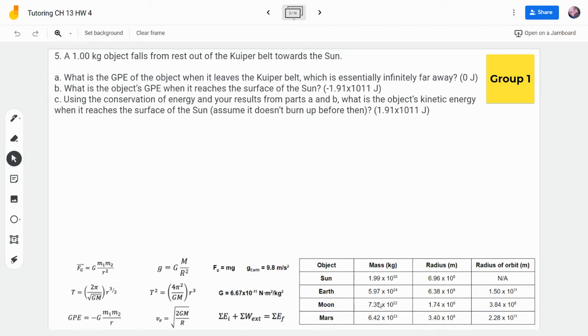A 1 kilogram object falls from rest out of the Kuiper belt towards the sun. The Kuiper belt is way out beyond all of the planets. It's a belt of objects way out in the distant solar system. So grab the red pen.